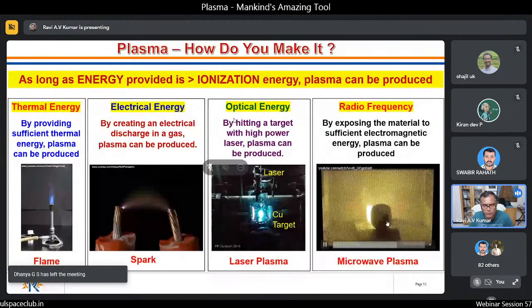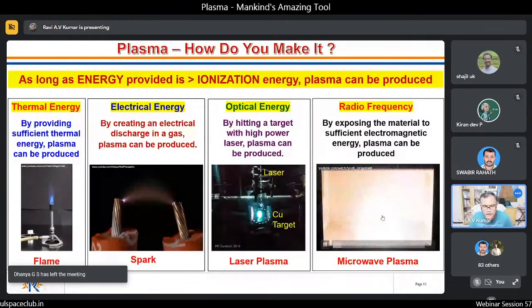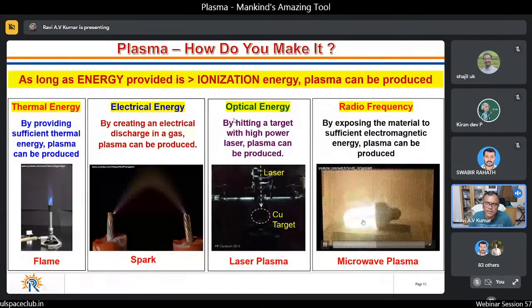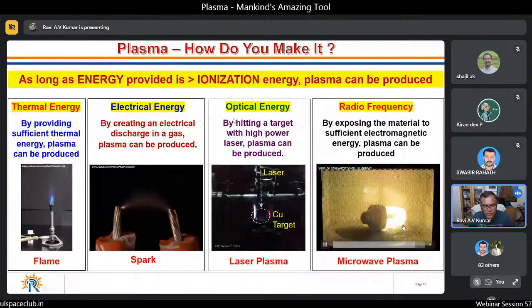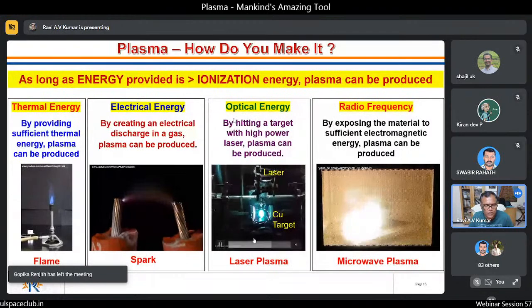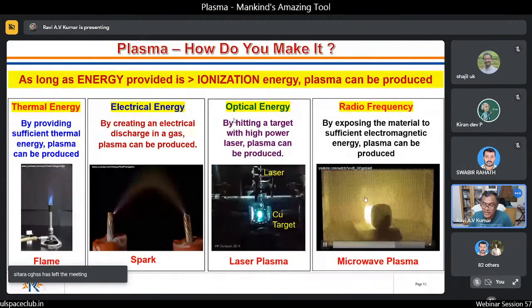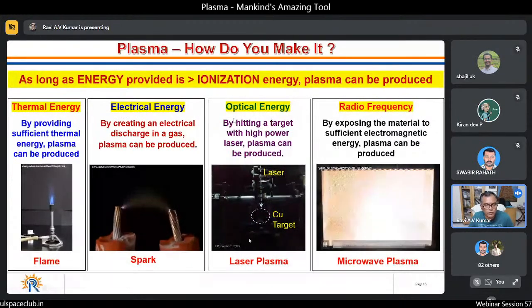And finally, through radio frequency. If you put an old dead tube light inside a microwave oven and switch on the microwave, you will see that the light glows. That is because the microwave radiation is sufficient to ionize the mercury inside the tube light. So it is energy that is most important, not how you give it. And again, depending on the application, you have to choose the right kind of energy to create your plasma.